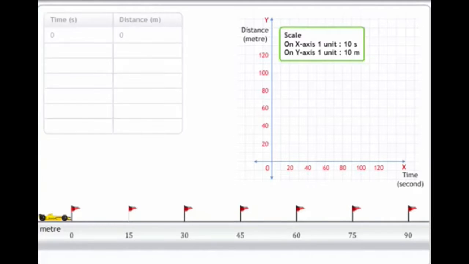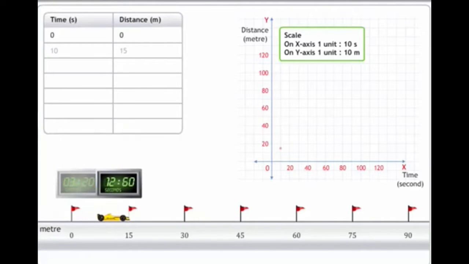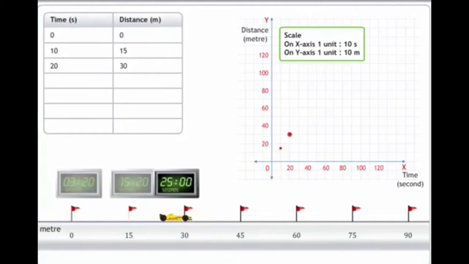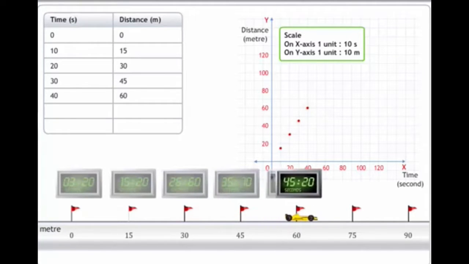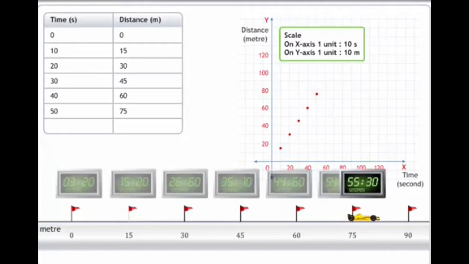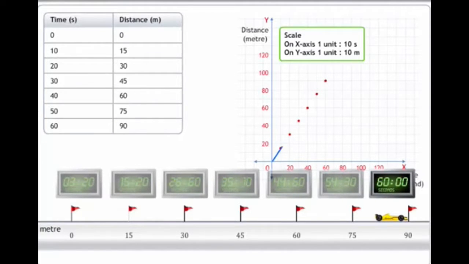For each set of figures, locate and plot a point at which the perpendiculars drawn from the respective time and distance values on the axis intersect. Finally, we connect all the points, starting from the origin using straight lines. This gives us a distance time graph for the data provided.